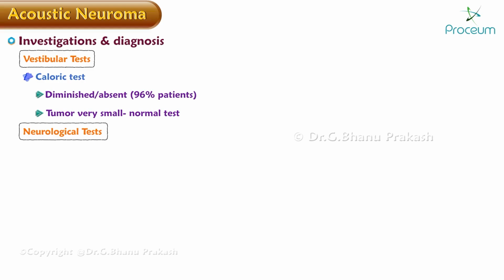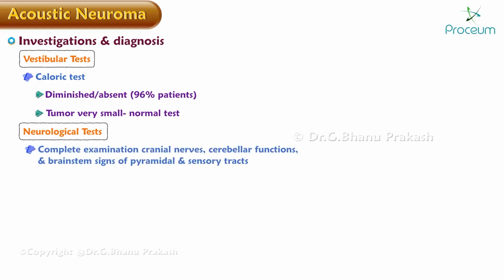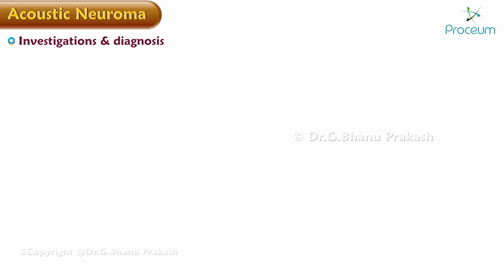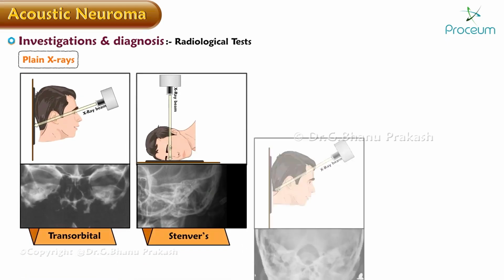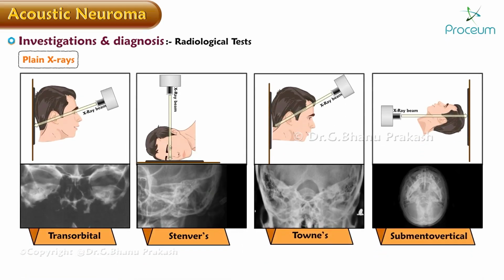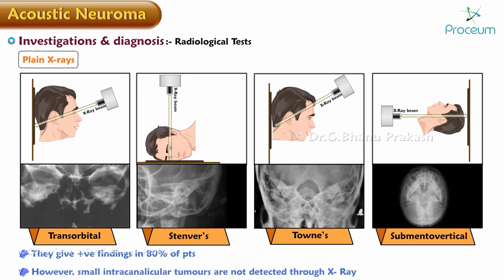Neurological test. Complete examination of cranial nerves, cerebellar functions, and brainstem signs of pyramidal and sensory tracts should be done. Fundus is examined for blurring of disc margins or papilloedema. Radiological test. Plain X-rays. These are done in transorbital, Stenvers, Towne's, and submental vertical views. They give positive findings in 80% of patients. However, small intracanalicular tumors are not detected through X-ray.